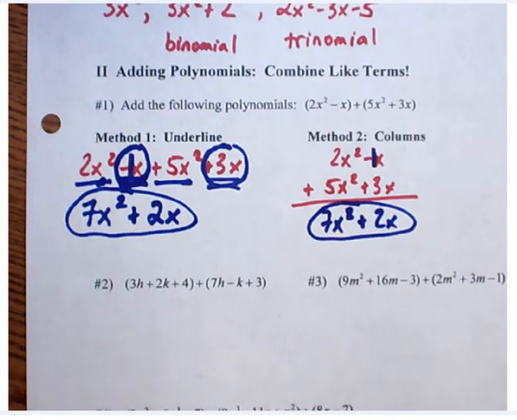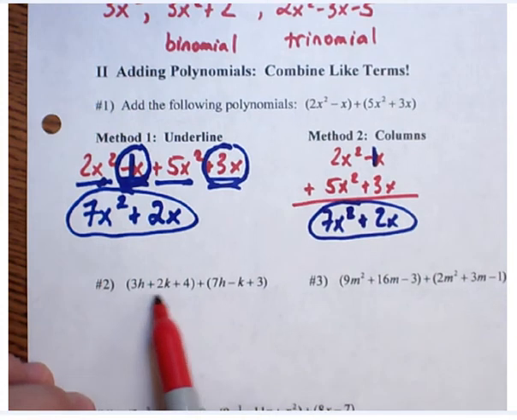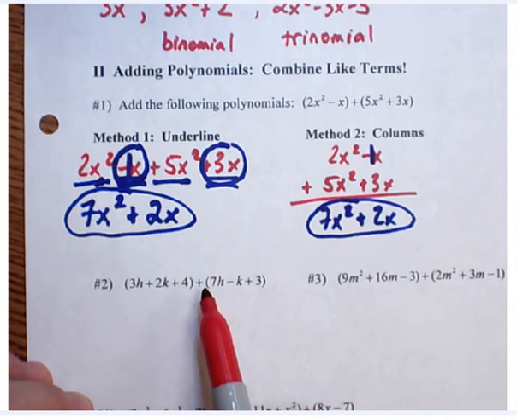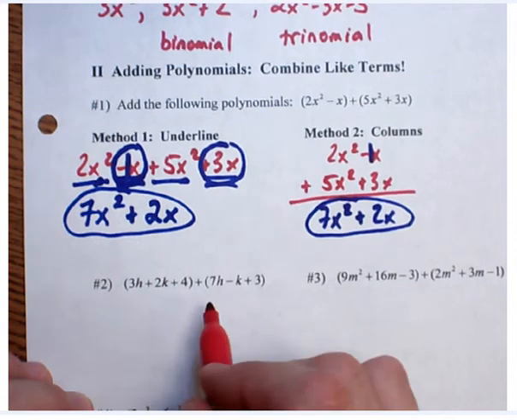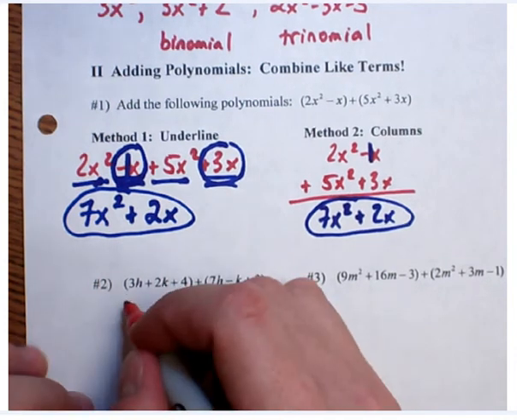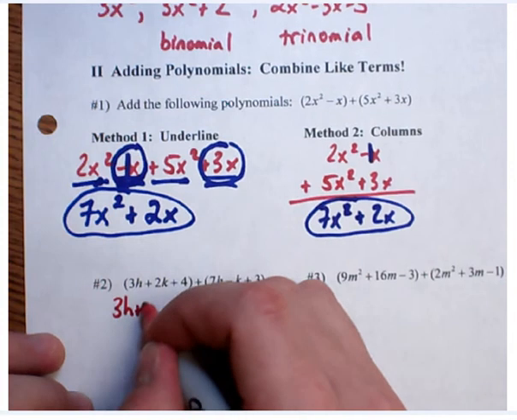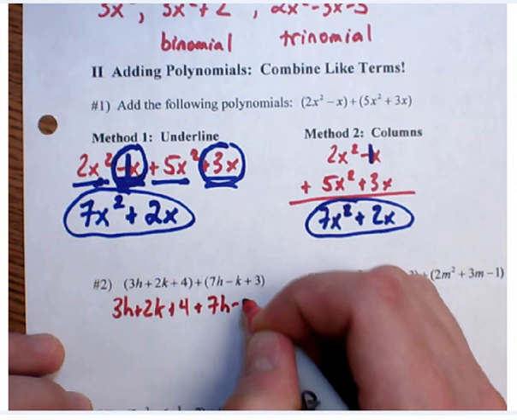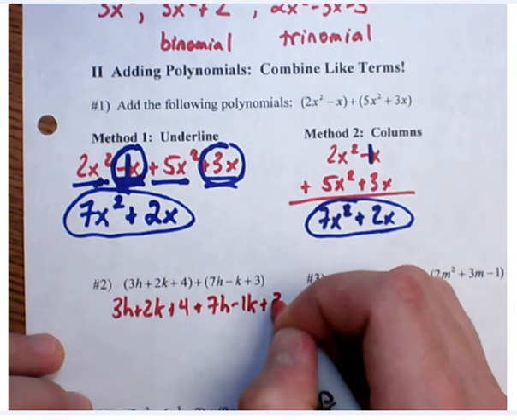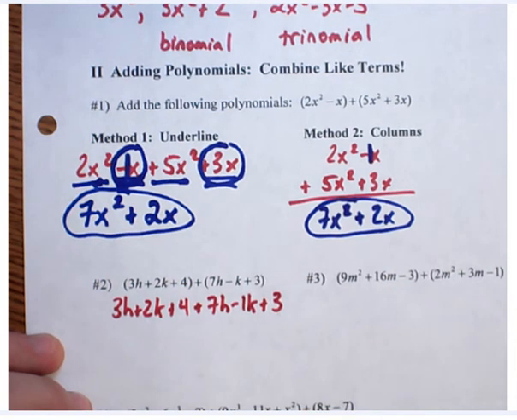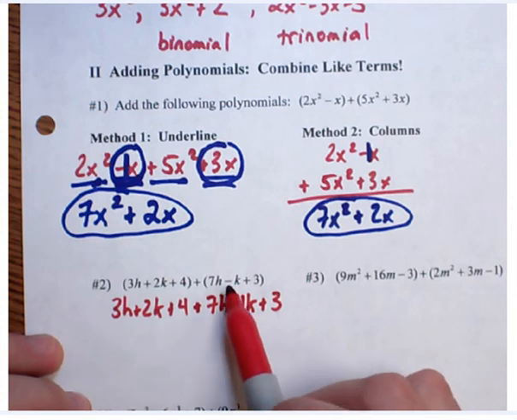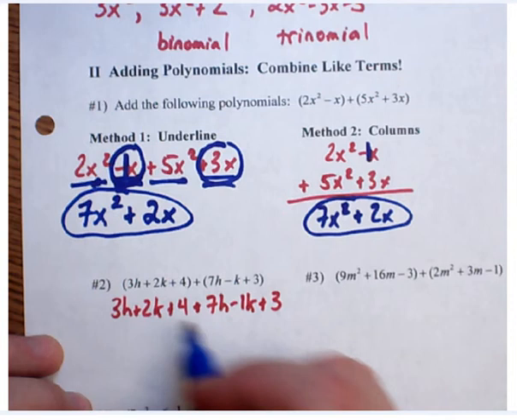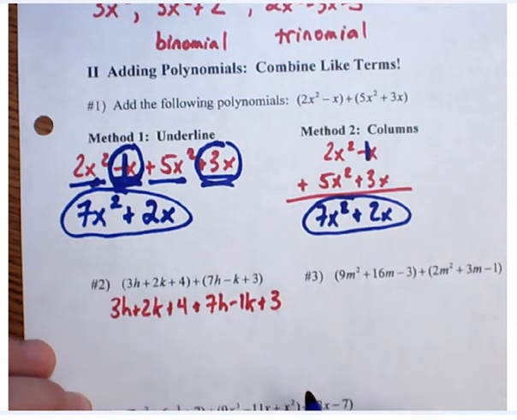Number 2, we're going to add these two polynomials. Now again, because it's just a plus between them, I'm going to rewrite this. You don't need to do this, but I like to write this without parentheses. I get confused when I see all these parentheses, so I'm going to just write it without them. And you'll notice I put not minus k, minus 1k. I'm going to put that 1 in there so that I don't forget when I add or subtract it.